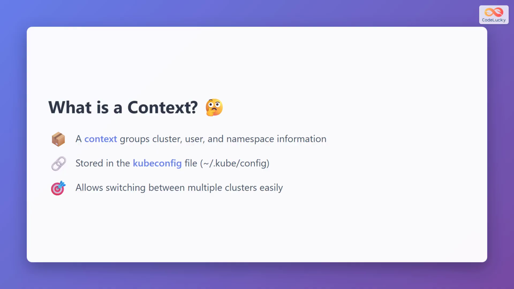A context in Kubernetes is a powerful concept that groups together three important pieces of information: the cluster you want to connect to, the user credentials for authentication, and the default namespace. All of this information is stored in a configuration file called kubectl, which is typically located at ~/.kube/config in your home directory. Contexts make it incredibly easy to switch between multiple clusters without having to manually reconfigure your connection each time.